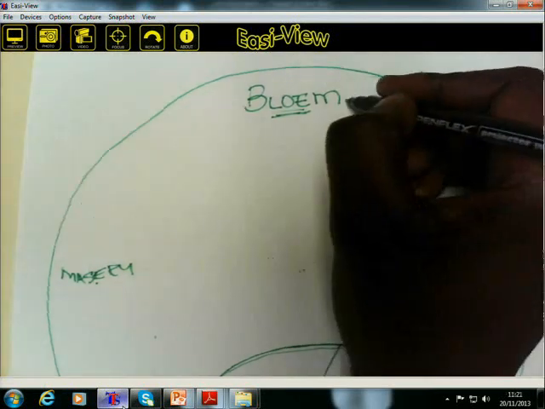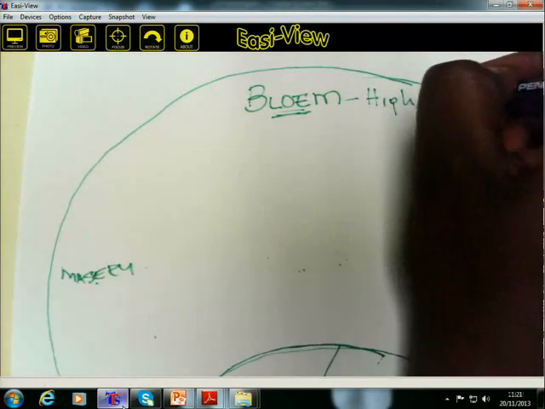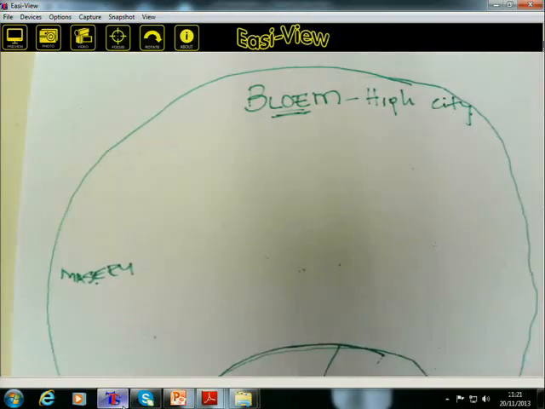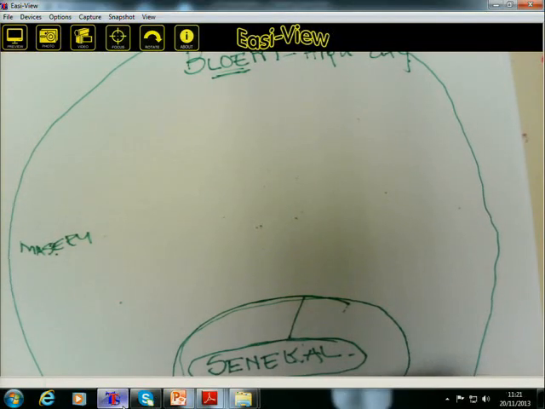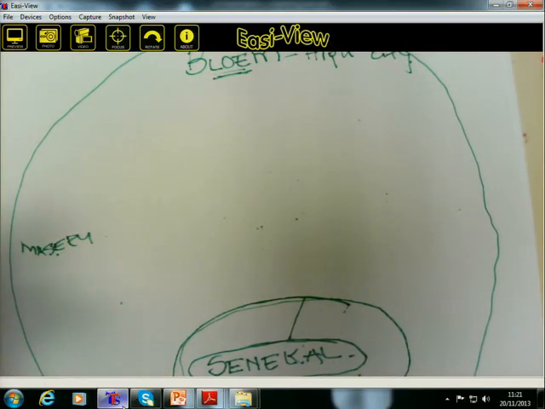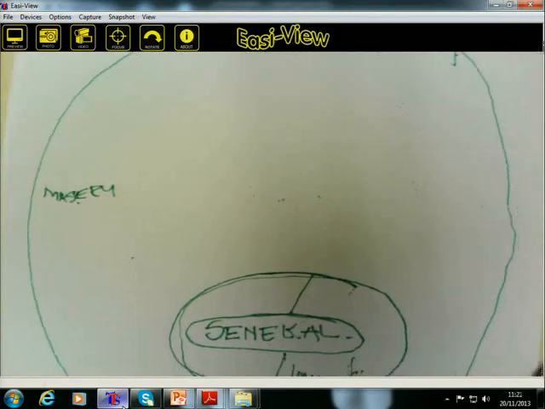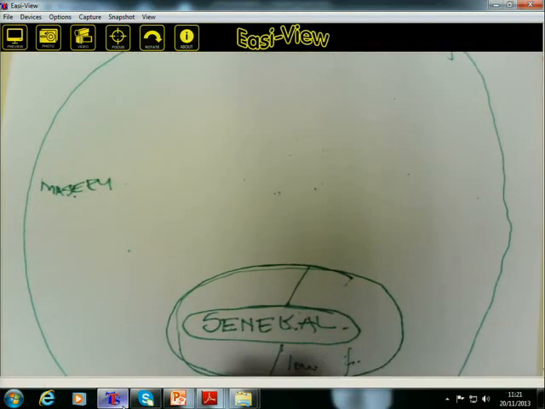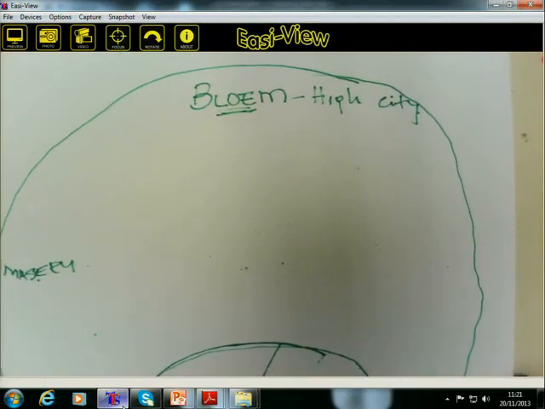Now, what does that mean? It means a high order city will have a higher sphere of influence, and a city with low order functions will have a low sphere of influence. It will only influence a shorter area. Hence, you'll have a low sphere of influence. I hope this is clear enough.